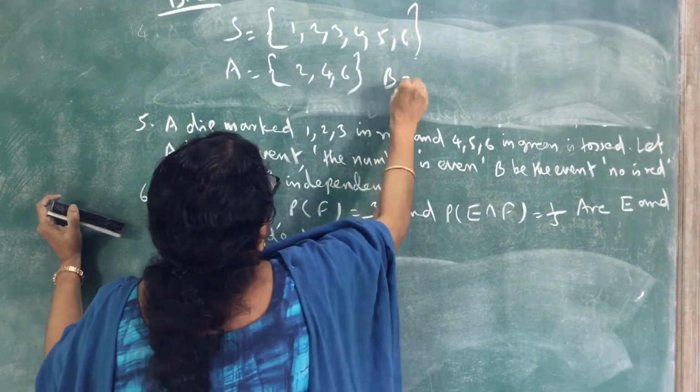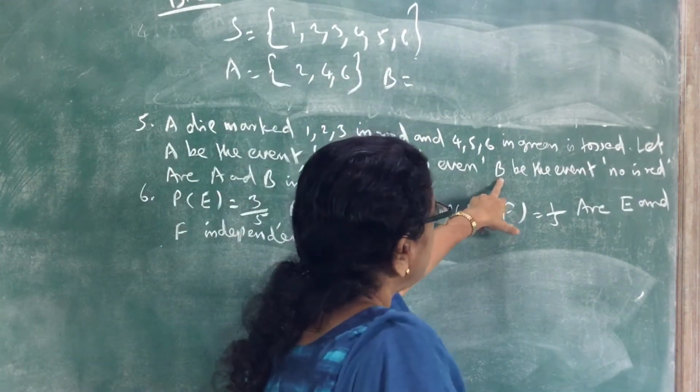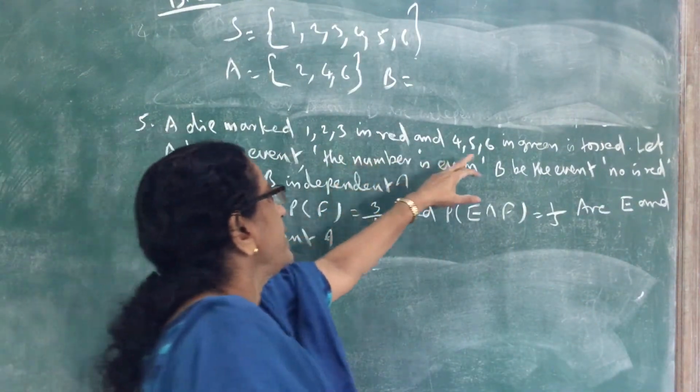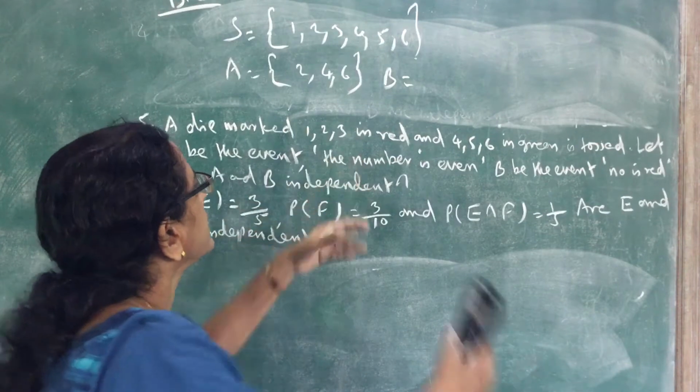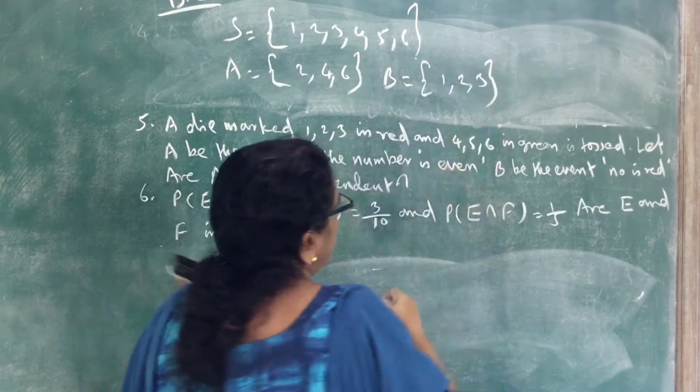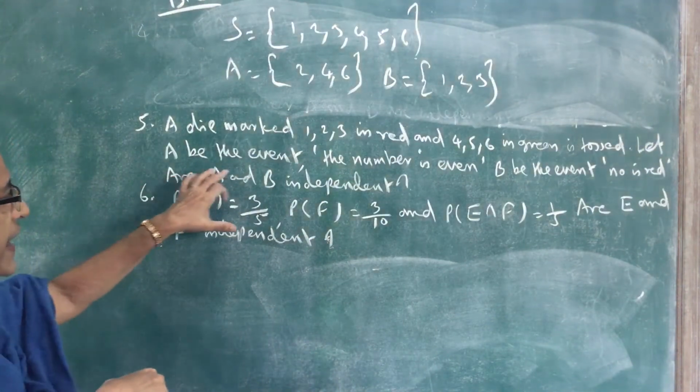Then what is the event B? B be the event, the number is red. So which are the numbers written in red? Red, that is 1, 2, 3. The number is red. So are A and B independent?